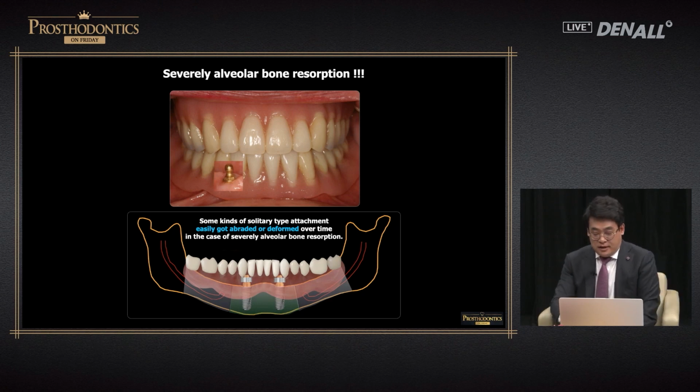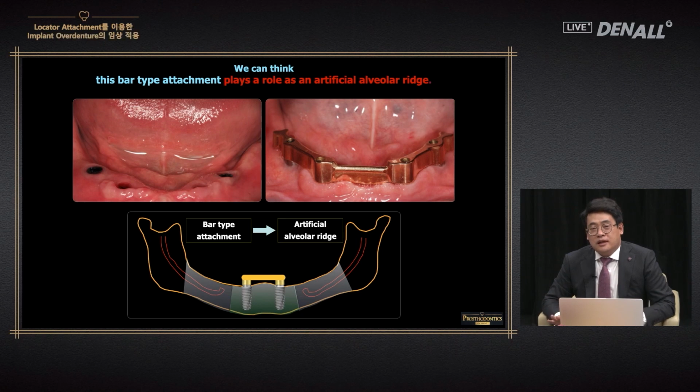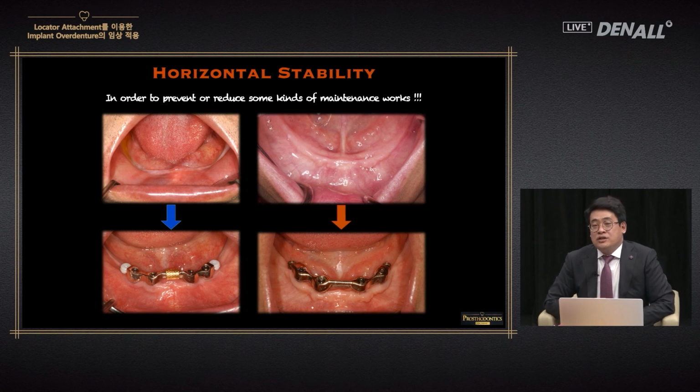The reason why we use the bar type is to create an artificial alveolar ridge. That's the way you should approach it. By doing this, you can get horizontal stability of the final denture. Therefore, personally, when I come across a patient with a severely resorbed mandibular bone, when I do overdenture, even if it is complicated, I choose the bar type.